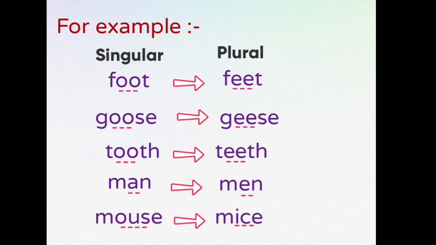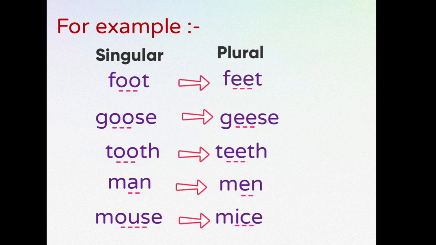For example, foot. The vowel inside is double o. It will be changed to double e in its plural form, making it feet. So foot became feet. Goose, geese. Tooth, teeth. Man, men. Mouse, mice. Here in mouse, the inside vowel ou is changed into i and one other letter, c, is added. So it became mice in its plural form. Okay, I hope you have understood till here.